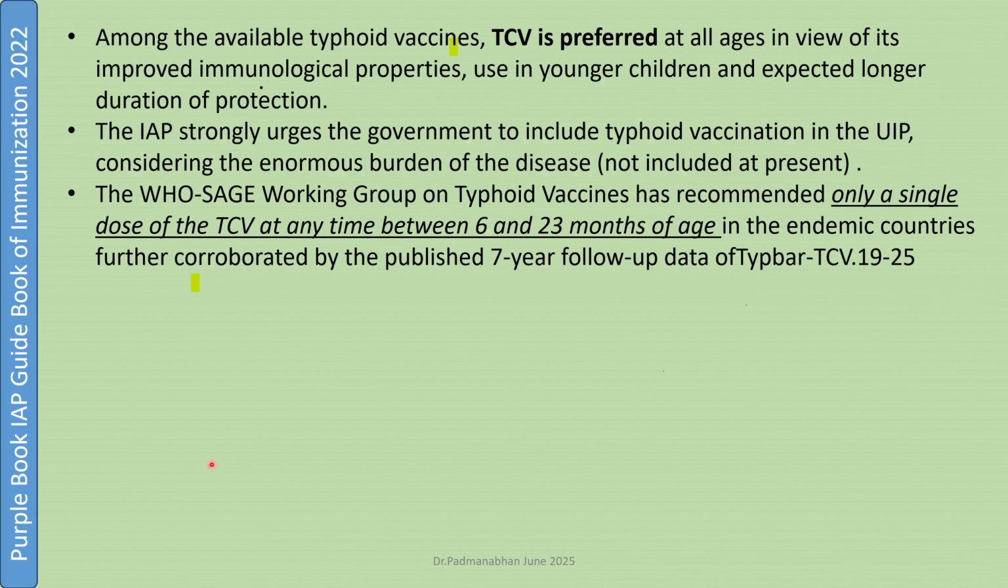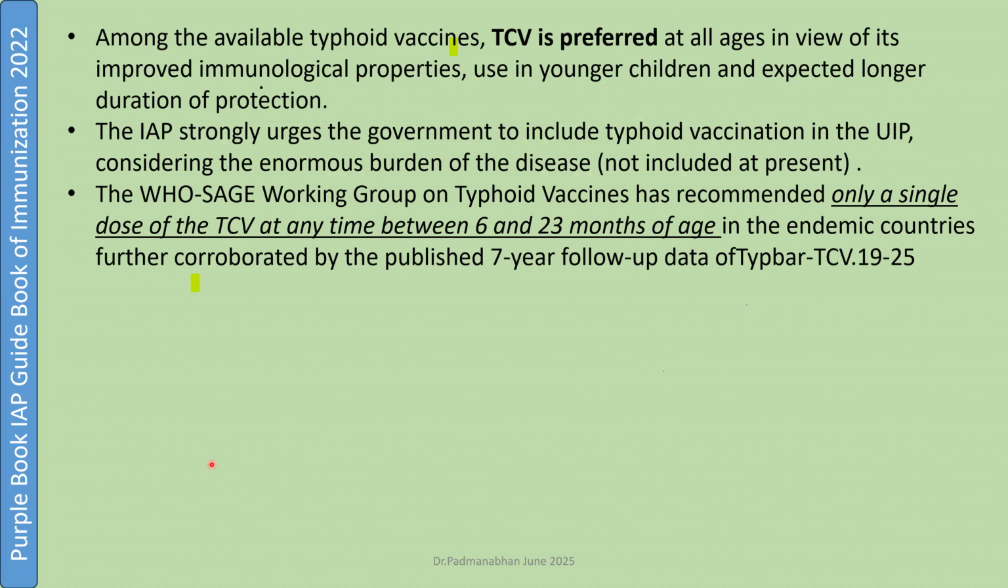Among the available typhoid vaccines, TCV is preferred at all ages in view of its improved immunological properties, usability in younger children, and expected longer duration of protection. The IAP strongly urges the government to include typhoid vaccination in the UIP, considering the enormous burden of the disease; it is not included at present. The WHO SAGE Working Group on Typhoid Vaccines has recommended only a single dose of TCV at any time between 6 and 23 months of age in the endemic countries, further corroborated by the published 7-year follow-up data of Typhoid TCV-19.